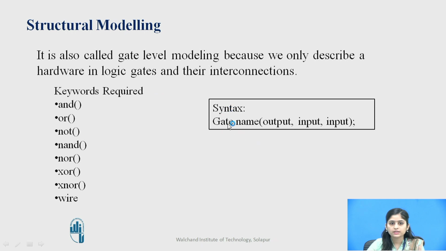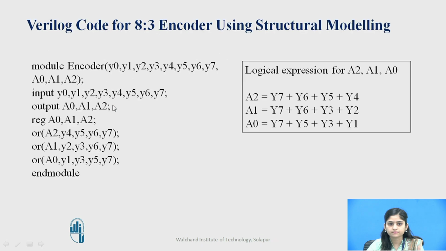These are the keywords or primitive words used in our structural modeling. Let us discuss the syntax of our structural modeling. First of all, we have to write down the gate name and then our output ports and input ports, and then we have to close the bracket and semicolon. This is the syntax for our structural modeling. Now by using this structural modeling, we have to design a Verilog code for an 8:3 encoder.